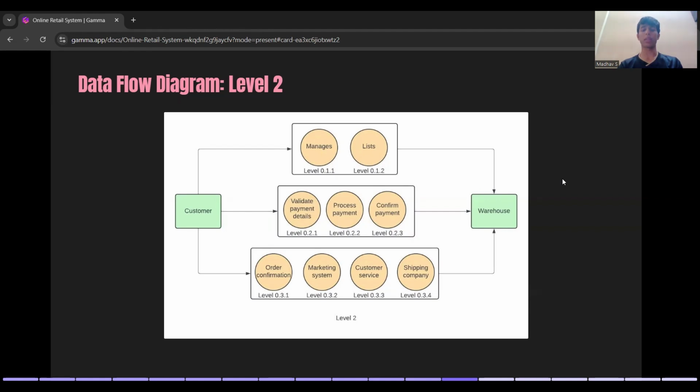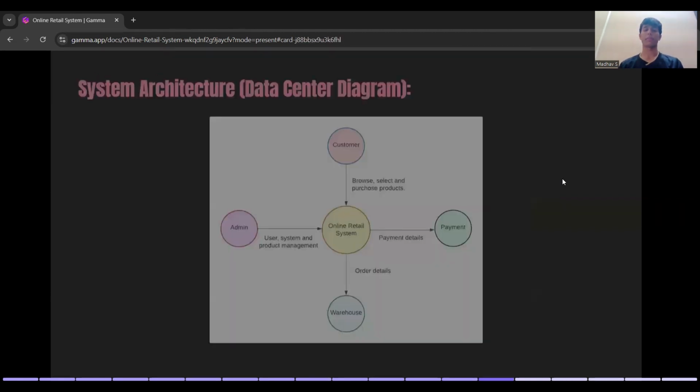The marketing system can also inquire the customer service if the customer has any inquiries, and also can contact the shipping company again. And all of this is connected to the warehouse.